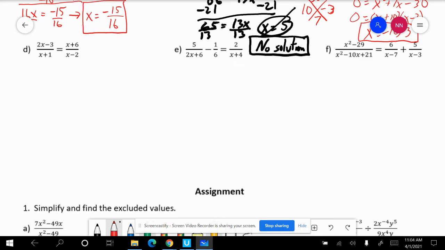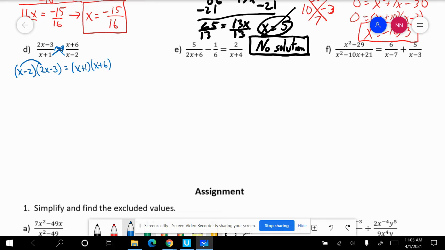We're going to continue solving rational equations. Remember, when we have two terms, we're going to cross multiply. So we're going to multiply the x minus 2 by the 2x minus 3. Then we're going to multiply the x plus 1 times the x plus 6. Because they're binomials, we're going to FOIL.